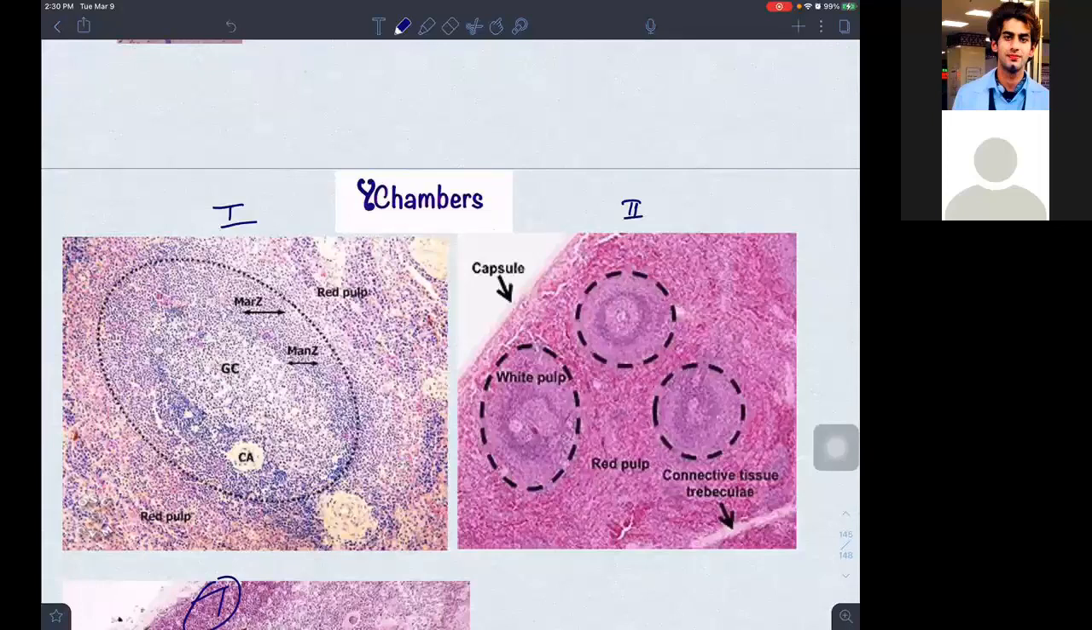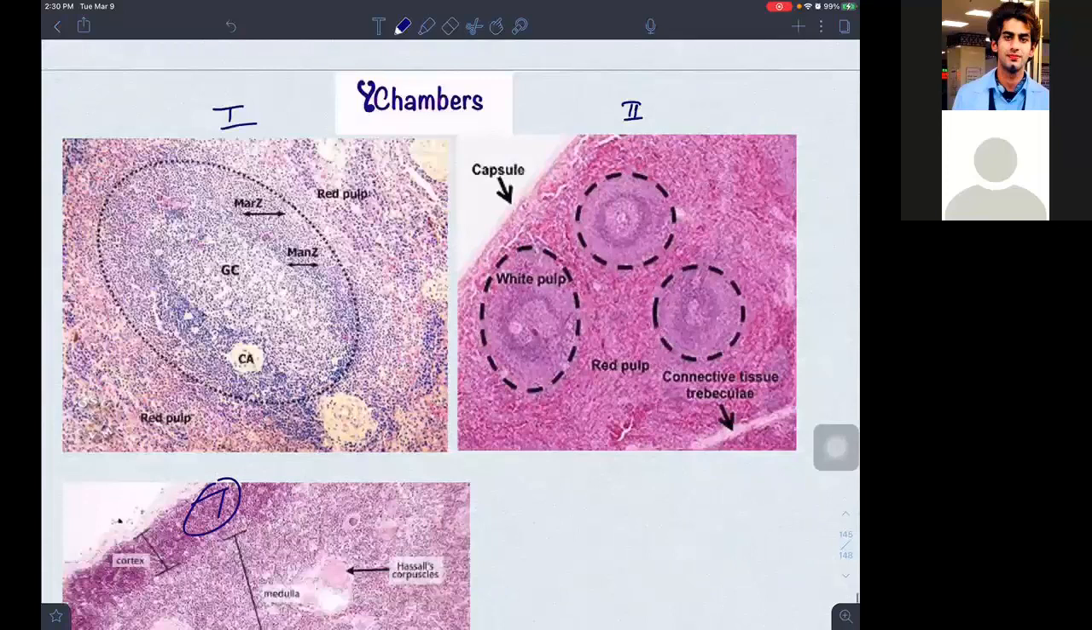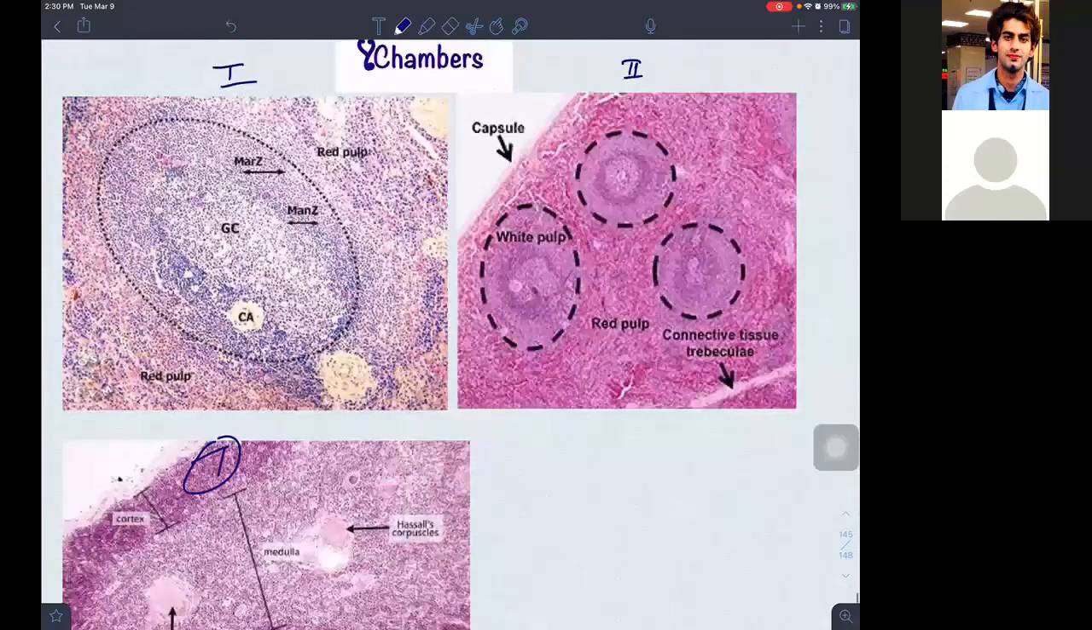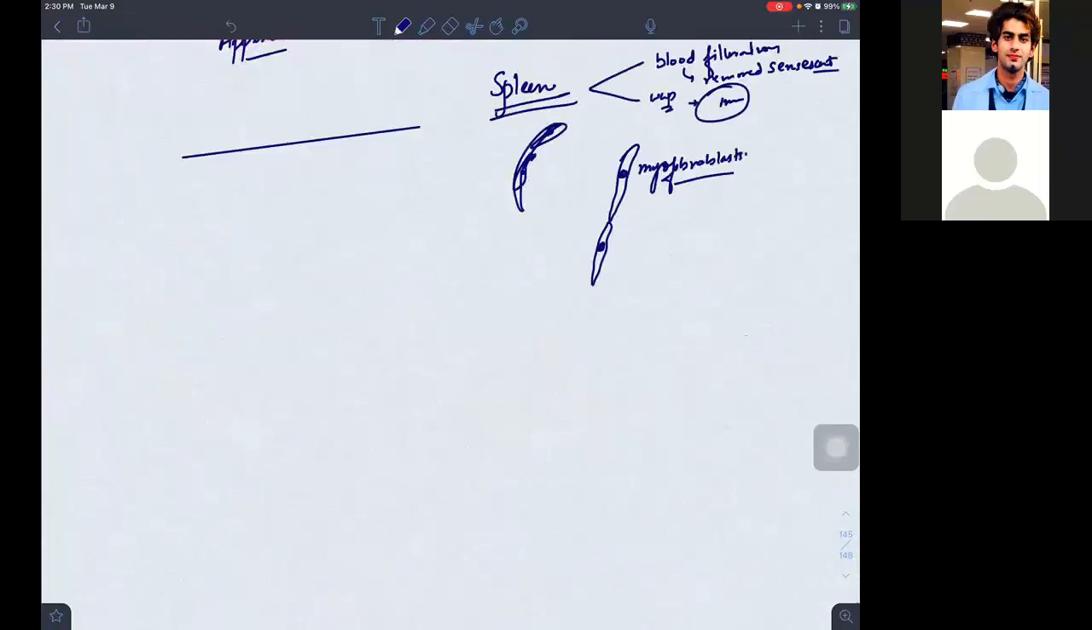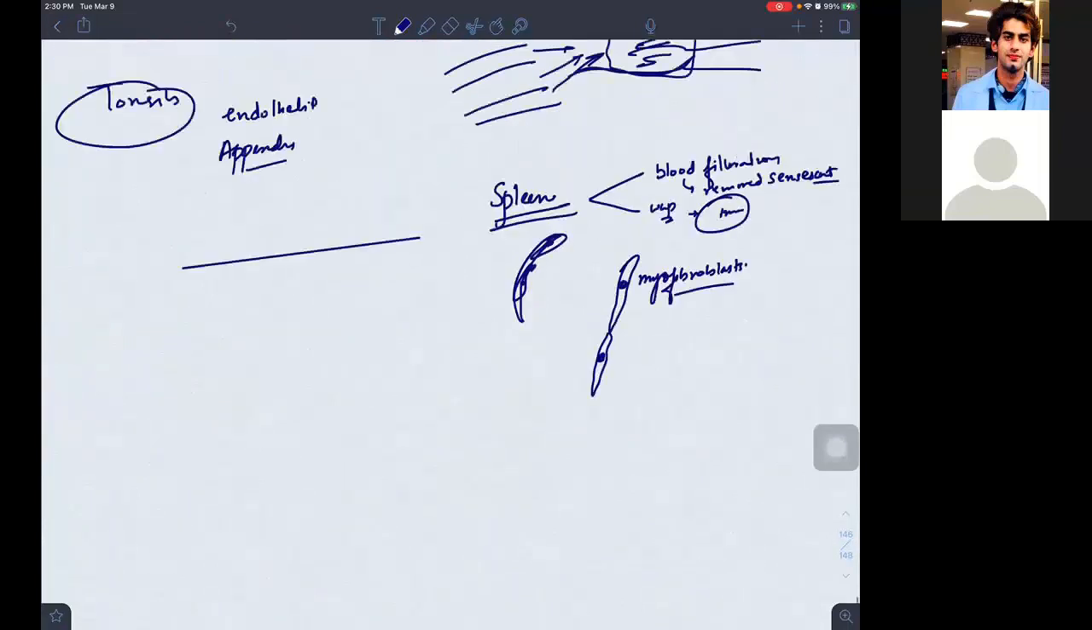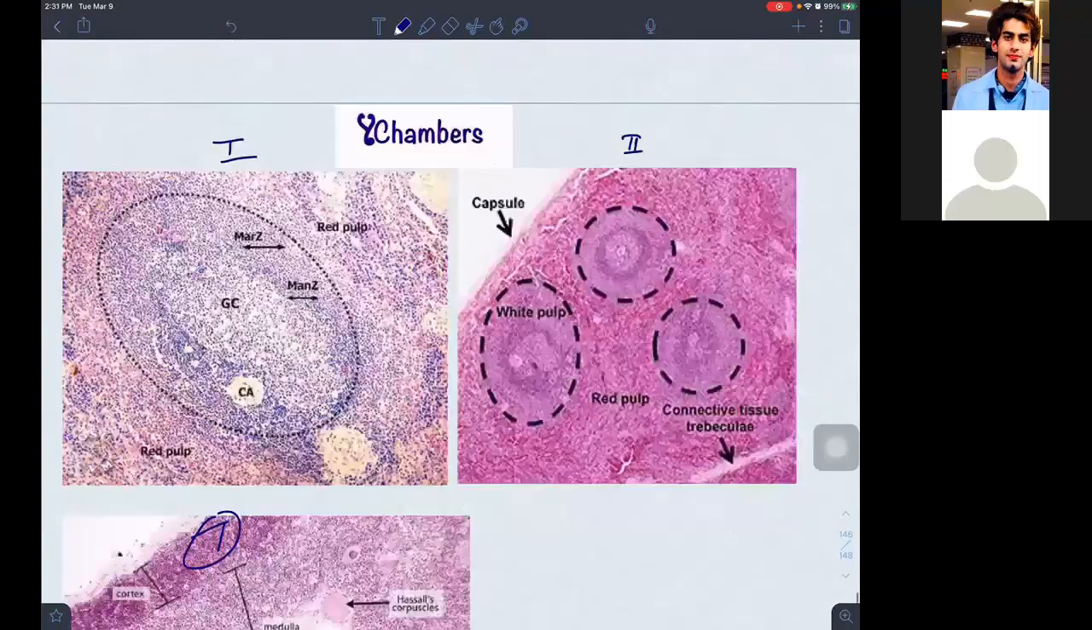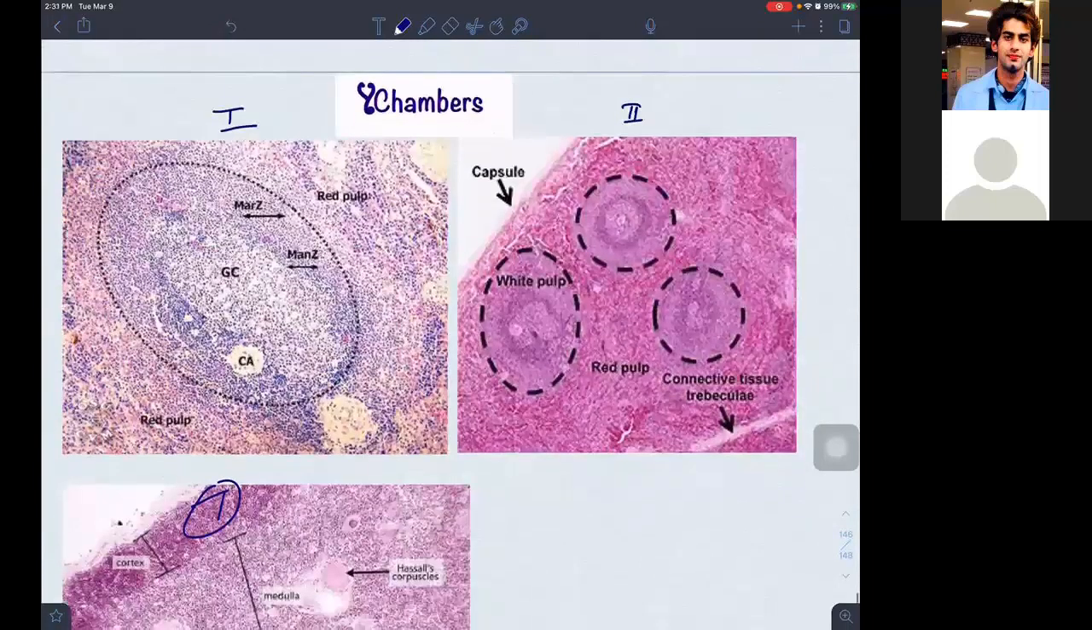So if you go into that, you can't appreciate any cortex, you can't appreciate any medulla. But yeah, you will have some lymph nodules. And what are the lymph nodules? Where are the lymph nodules only? Which part of the spleen are present the lymph nodules? White pulp or red pulp? Where are those small nodules present?